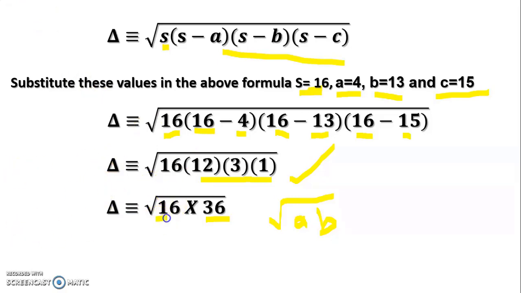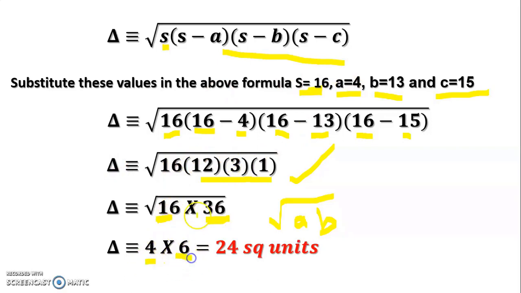If you split the square root, that is root 16 into root 36. Root 16 is 4 and root 36 is 6. These two numbers are multiplied. Then 4 into 6 equal to 24 square units.